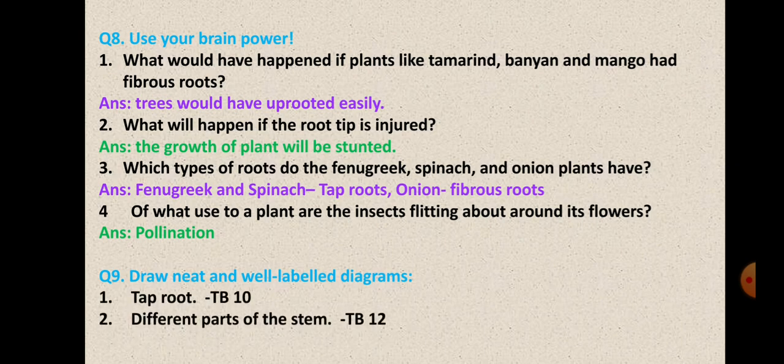Next is, draw neat and well labeled diagrams of the taproot. It is given in your textbook. Open your page number 10. See, the taproot is already given there, figure 2.2. And the different parts of the stem are given on page number 12, figure 2.6. Okay, note it down.